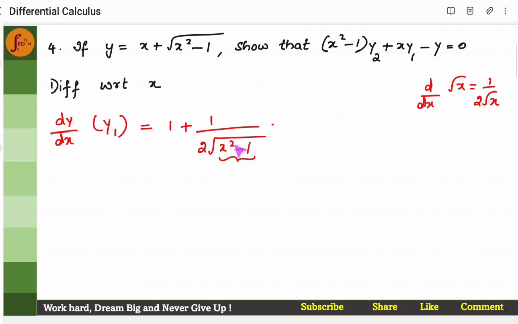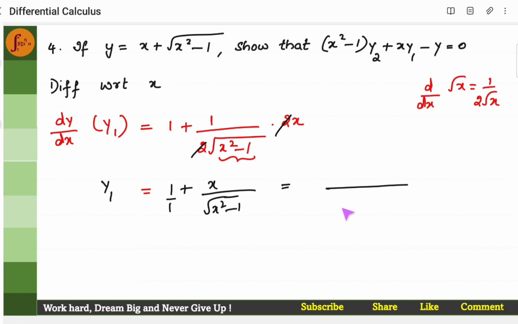Apply the chain rule. What is the derivative of x square? It's 2x. 2 and 2 will get cancelled. I'll have 1 plus x by root of x square minus 1. This is y1. Now I can take the LCM, right?